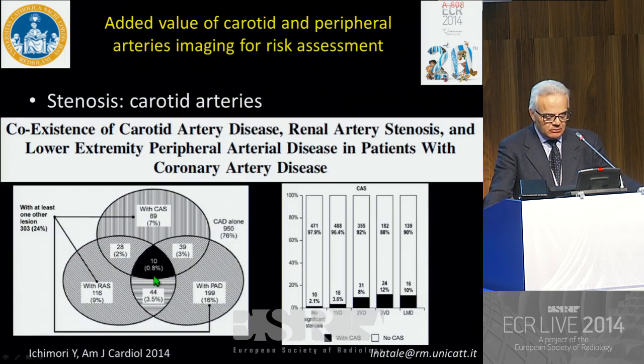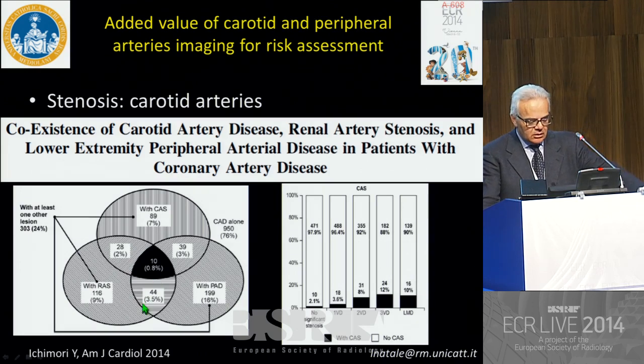This is a very recent paper, published this year, not more than 1 month ago, in which carotid arteries, renal arteries, and peripheral arteries have been studied. You can see here from this graph that there is a significant overlap in patients with coronary artery disease and this multi-district involvement. And looking strictly at patients with carotid artery disease, you can see that the percentage of multivessel disease and left main coronary artery disease increases in patients with involvement of carotid arteries.